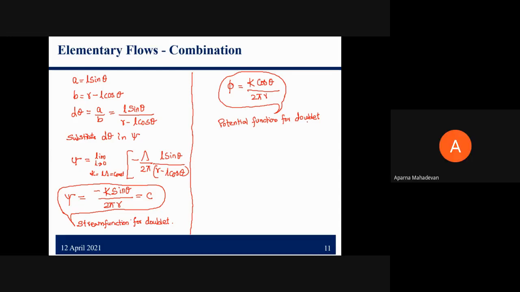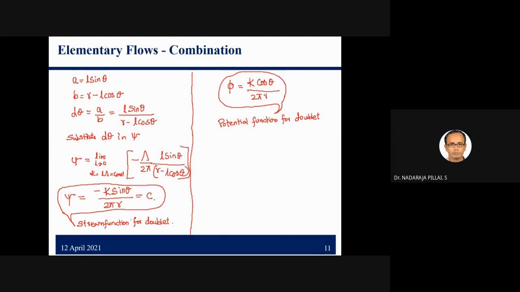Sir, I have a doubt. Why did we neglect L cos theta, sir? L cos theta. L is so small, right? We have a limit of L tends to 0. Okay, sir. So please derive this phi. If not, I will derive it in the next class. Please try by yourself.